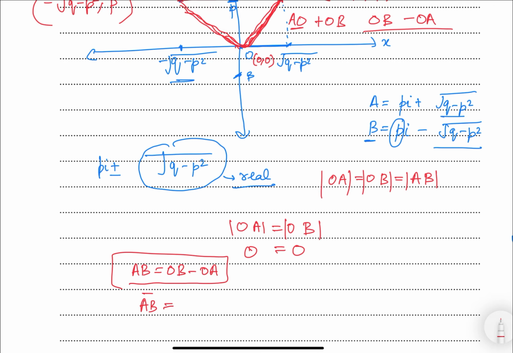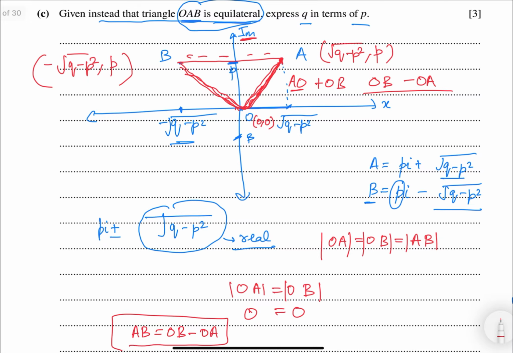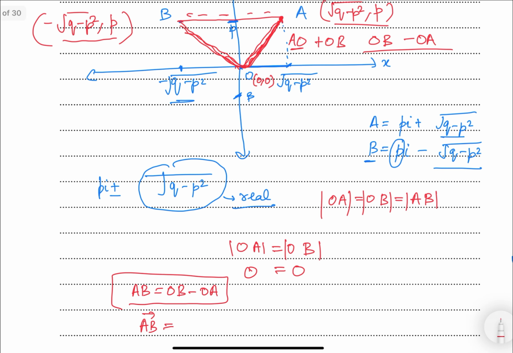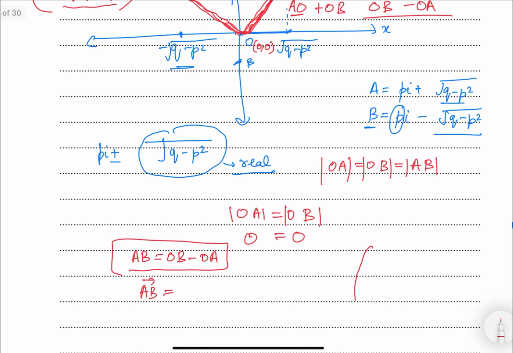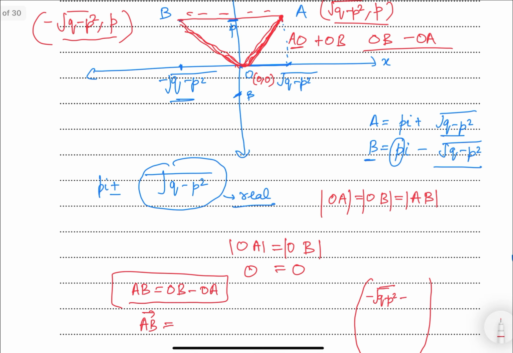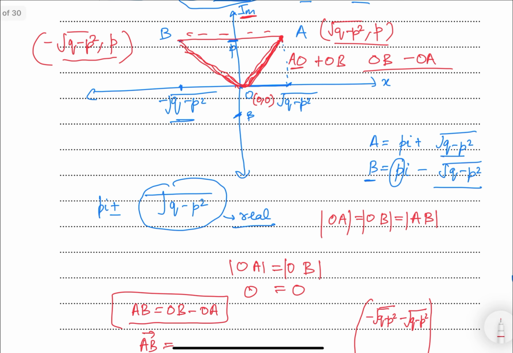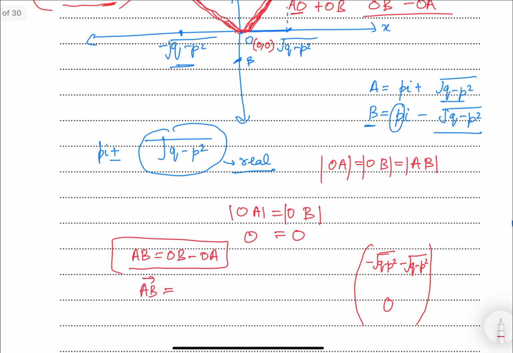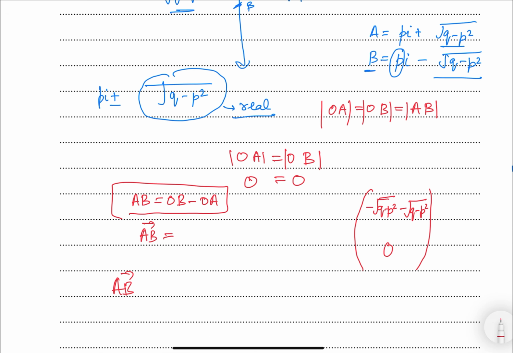So AB vector would be OB, that is this one, minus this part. So can we write it like this? AB vector would be negative square root of q minus p square minus square root of q minus p square. Alright, and p minus p, that would be 0. So our AB vector will become (negative 2 square root of q minus p square, 0).